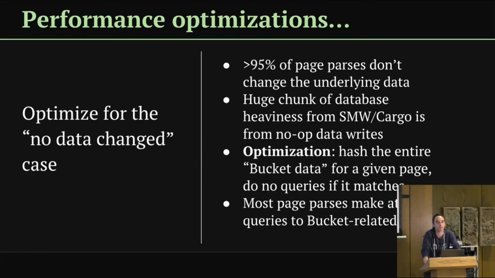Bucket is really intended to be as straightforward as possible, but the one clever thing that we do, the one sort of caching element we have, is we just hash all of the bucket data for a given page, and we store that, and if that matches what is already on disk, we kind of just don't do anything else. And what this means is most page parsers, at least the ones that don't change the data, make about 2 queries total to really cheap, very fast bucket-related tables, and that's all they do.